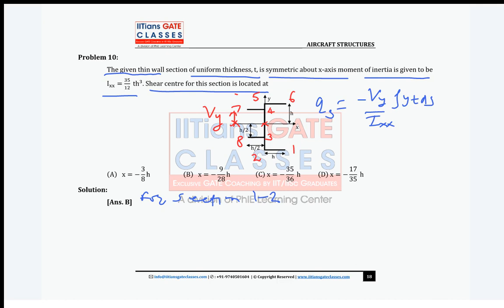Right. Now guys, for section 1 to 2, what is the y value? It is this value, right? Is it h or minus h? Minus h, it is below the coordinate. So you can see we are moving locally s in this direction and y equals minus h. Now qs 1 to 2 is minus Vy upon Ixx, minus h t ds. Clear? h and t are constant, so I can take them out.